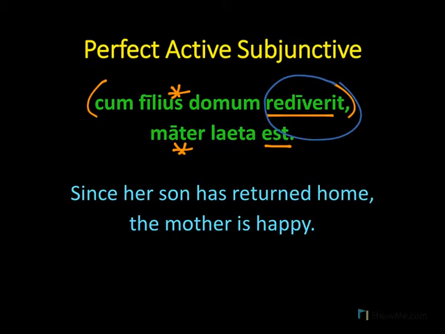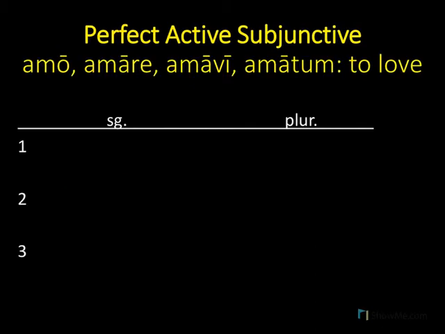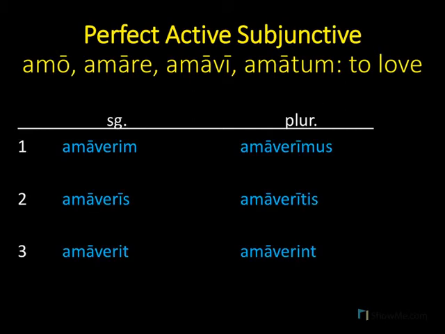Let's look at a full chart. We'll start with the verb amo, amare, amavi, amatum. And we'll use, like I said, the third principal part to get our perfect stem, which is amav. And then we add the key letters, ERI. And then to this, we will just add our standard personal endings. So our first singular is amaverim. And then we simply apply the other personal endings. Amaverim, amaveris, amaverit, amaverimus, amaveritis, amaverint.